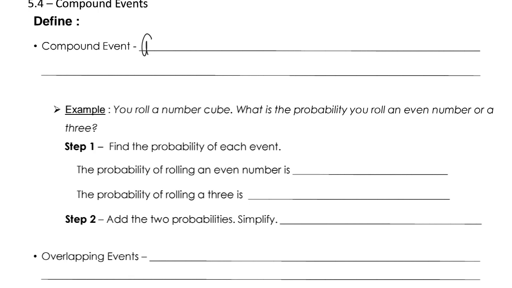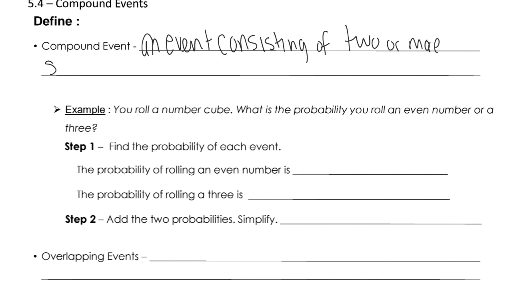It's an event consisting of two or more simple events. When we do this, what's important to know is they're going to use words such as "or" for compound events. They're going to use the word "or" when this or that is happening. So let's do an example together.